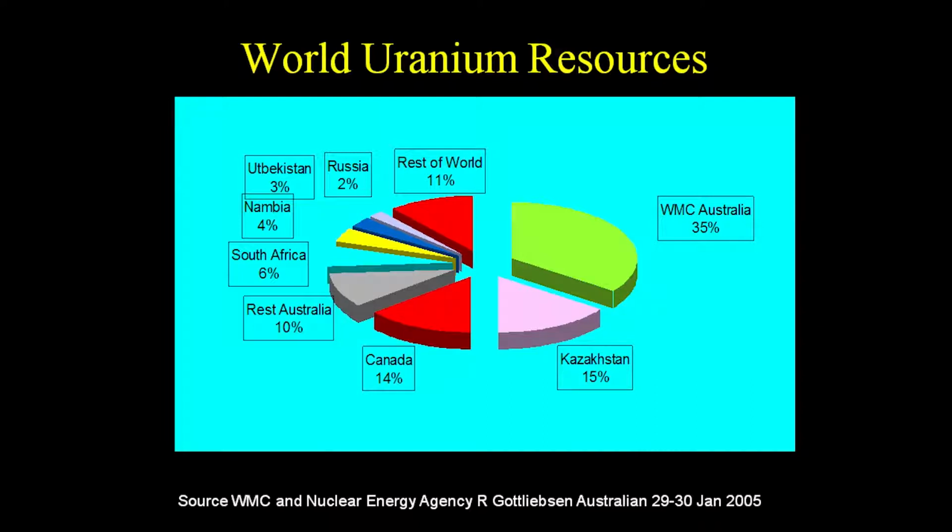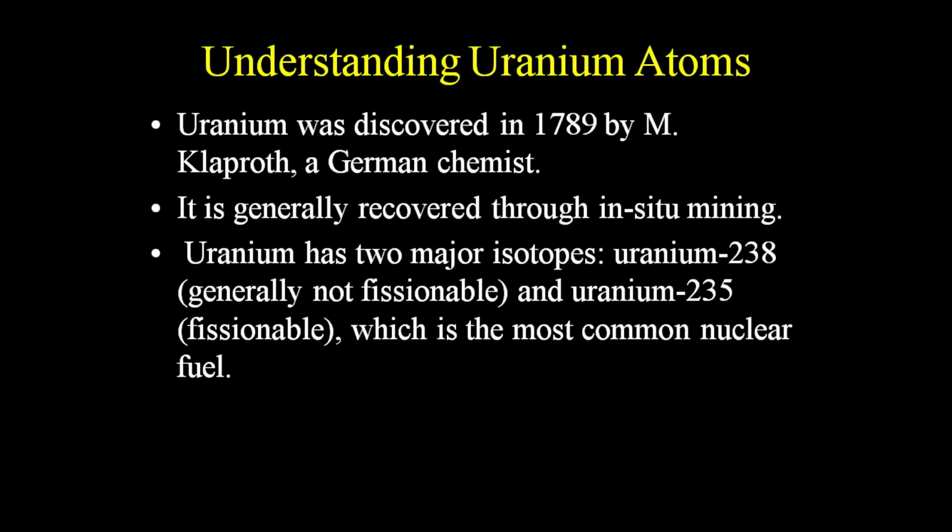Nuclear fission is the process of splitting a nucleus into two nuclei with smaller masses. Uranium was discovered in 1789 by Martin Klaproth, a German chemist. It is generally recovered through in situ mining. Uranium has two major isotopes, uranium-238, which is generally not fissionable, and uranium-235, which is fissionable. This is the most common nuclear fuel.